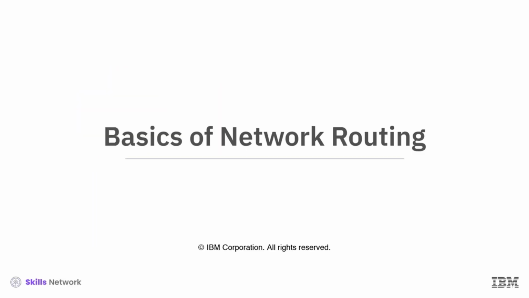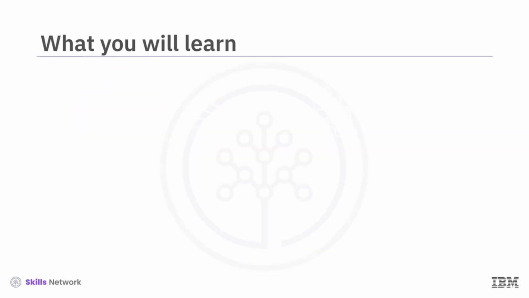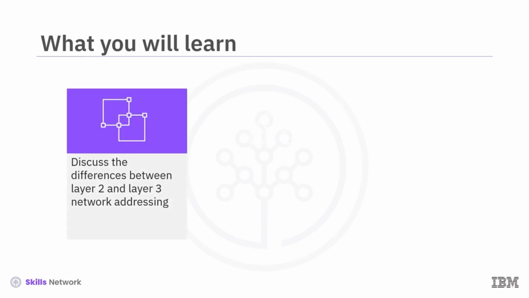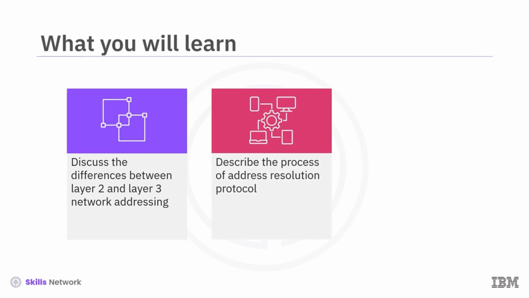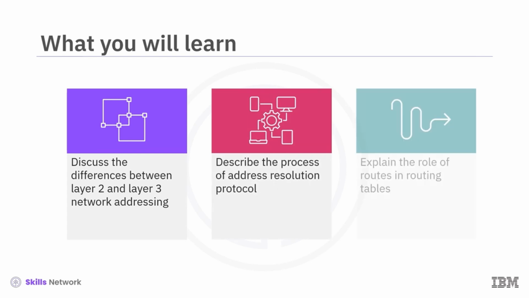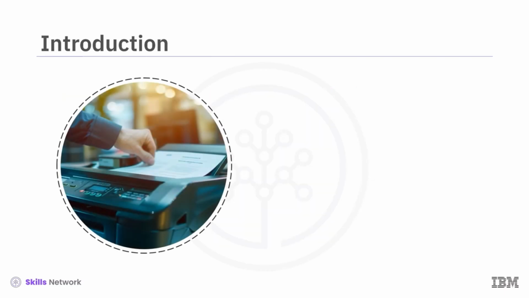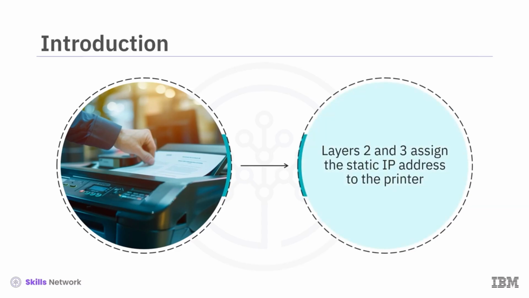Welcome to Basics of Network Routing. After watching this video, you will be able to discuss the differences between Layer 2 and Layer 3 network addressing, describe the process of the Address Resolution Protocol, and explain the role of routes in routing tables. In organizations, a network administrator is tasked with ensuring that all office computers can access a shared network printer. In such scenarios, Layer 2 and Layer 3 network addressing assigns a static IP address to a printer, ensuring each computer in the office has a unique IP address.